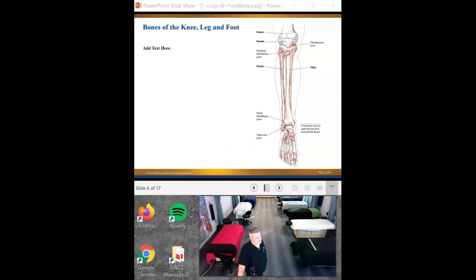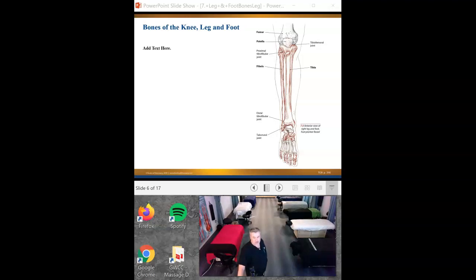Miss Young, hello. Which leg bone is the thinner and more lateral one? The fibula. Thank you. Awesome. Okay, now I feel comfortable moving along.